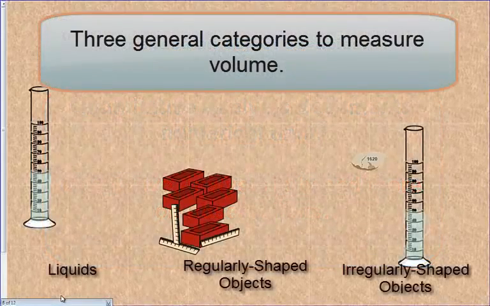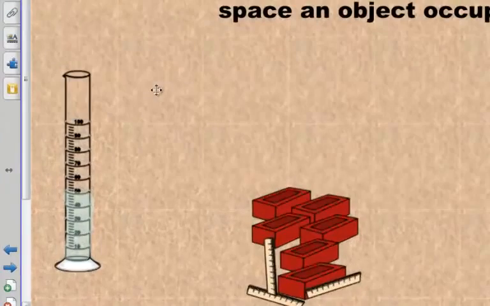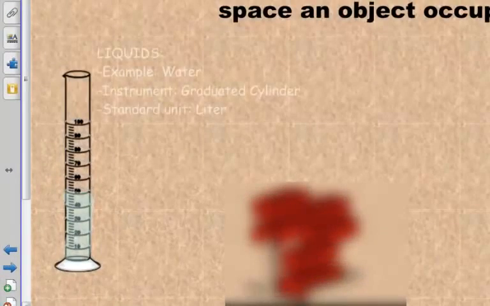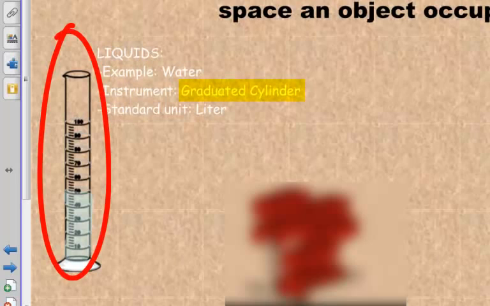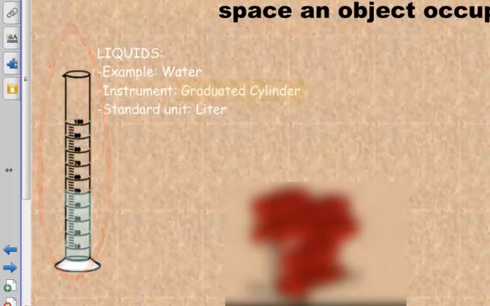Objects are going to be placed in three general categories when you're talking about measuring volume. The first is going to be liquids, and your example would be water. And the instrument that we generally use when measuring the volume of liquids is a graduated cylinder. And you should know what a graduated cylinder is by now because of our quiz on laboratory equipment. And the standard unit of measurement for the volume of a liquid is a liter. Now in our lab, we're generally going to be using milliliters because we're dealing with smaller volumes of liquids.